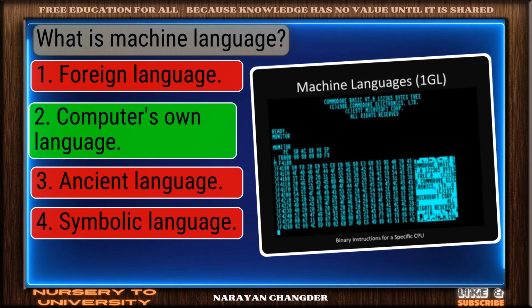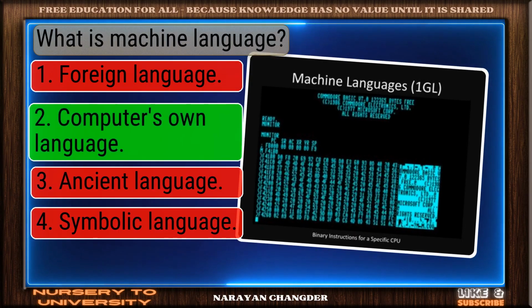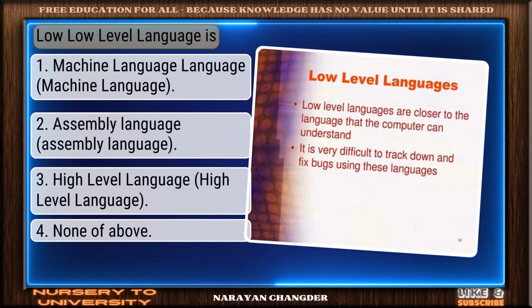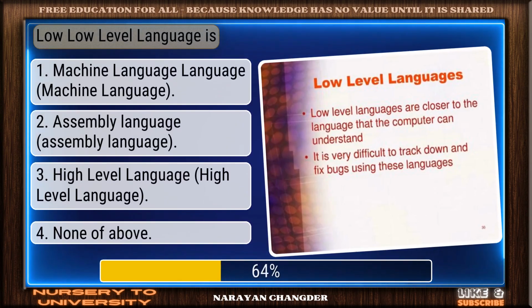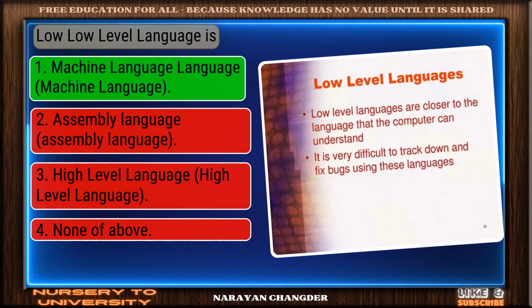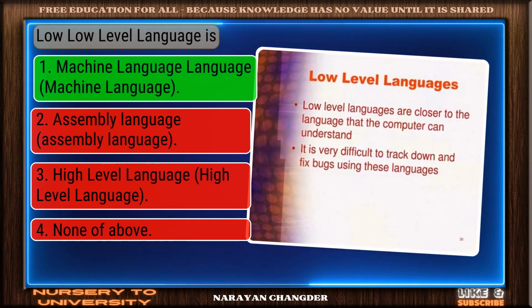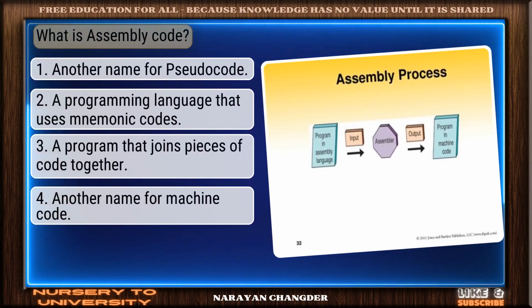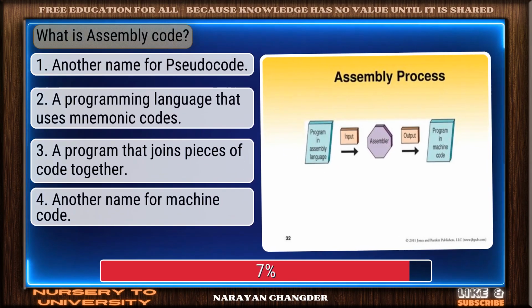Excellent choice. Computer's own language is the right answer. Question number 78. Low-level languages. Correct response. Machine language is the most accurate answer. Question number 79. What is assembly code?